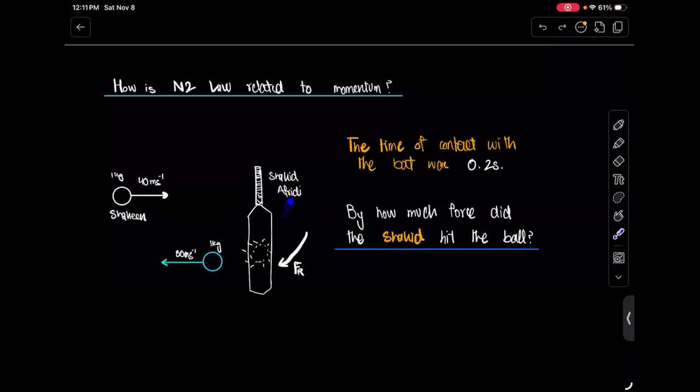Okay. So obviously Shahid Afridi applied a certain force, right? And we know that the time of the contact with the bat was actually 0.2 seconds. Okay. The question arises, by how much force did Shahid Afridi hit the ball? Anyone would like to try? Yes, Ariz. Any idea? How can you figure out the force applied by Shahid?